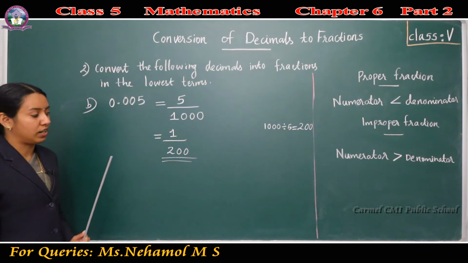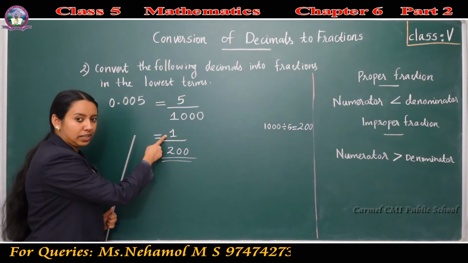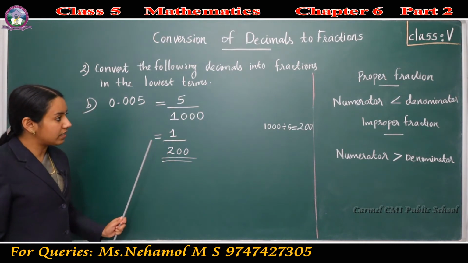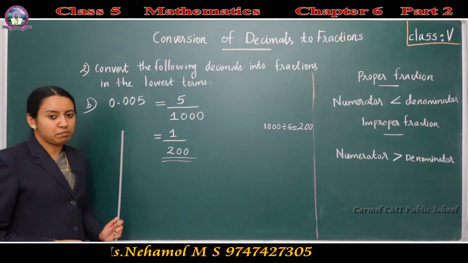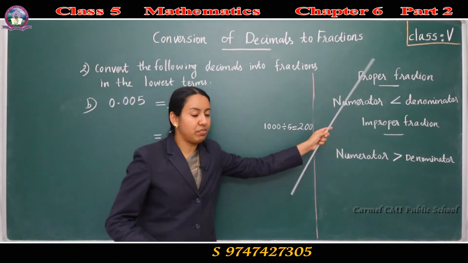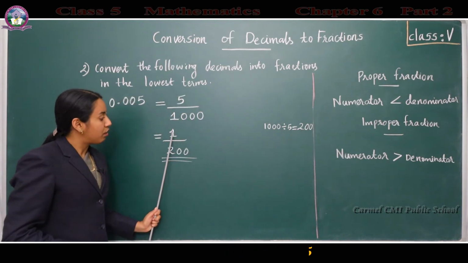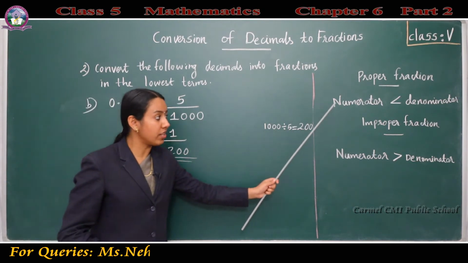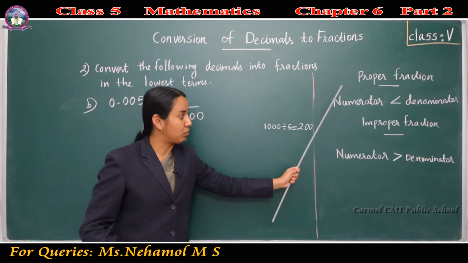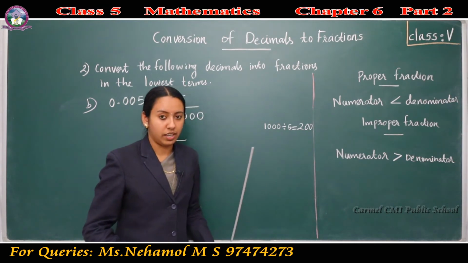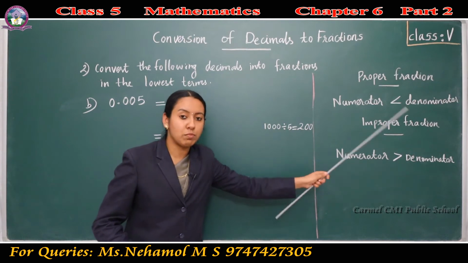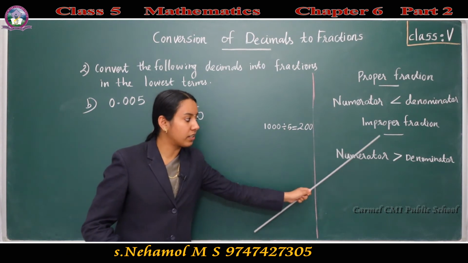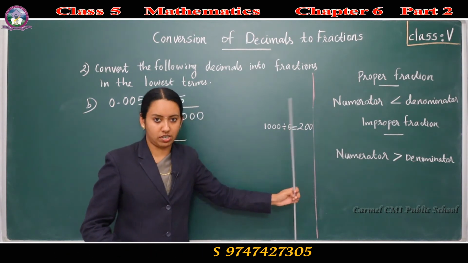1 by 200. Here, which is the numerator? 1. The denominator is 200. If the numerator is less than the denominator, such fractions are known as proper fractions. In all these examples, the numerator was less than the denominator. Numerator less than denominator: proper fraction. If the numerator is greater than the denominator, it is known as an improper fraction.